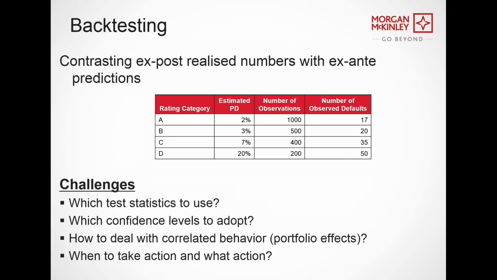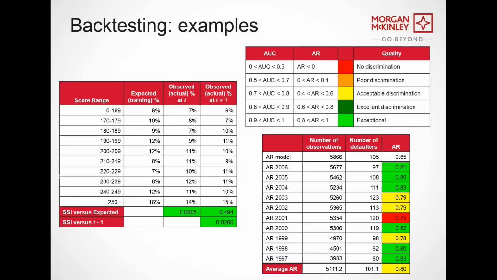Here you can see some various backtesting examples. These are all based upon traffic light indicator approaches, indicating here whether you have data stability. This is a system stability index. Here, whether you have model stability based upon the area under the ROC curve, or the accuracy ratio, which is closely related to that, which can then be monitored in time.